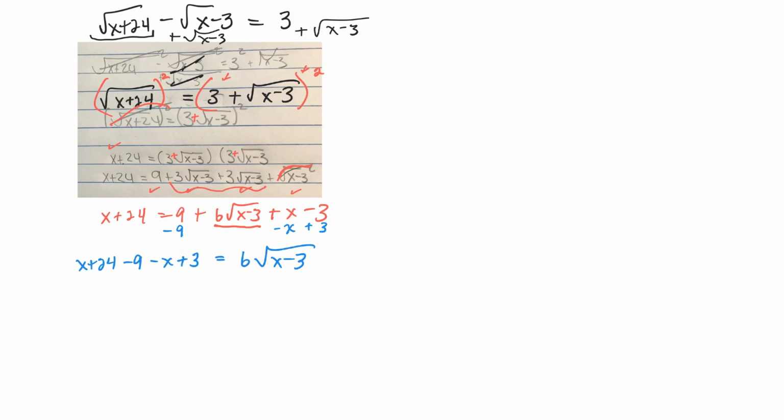So 24 minus 9 is 15 plus 3 is 18. Oh, and x minus x cancel. Oh, interesting. This one and this one cancel. So on this side, all I have is 18 is equal to 6 times root x minus 3. Now, since 18 is divisible by 6, I'll divide this side by 6 and this side by 6. To get 3 is equal to root x minus 3. Life is looking very good at the moment.